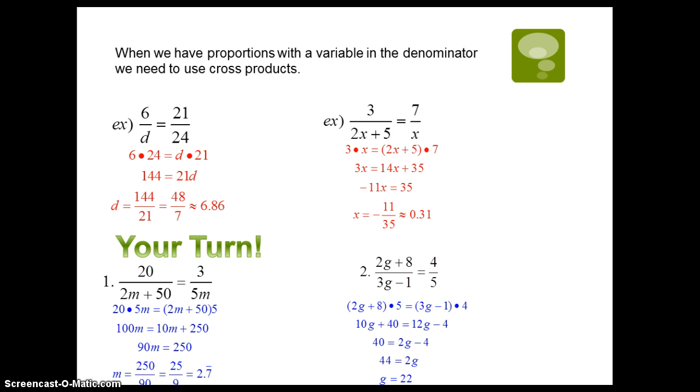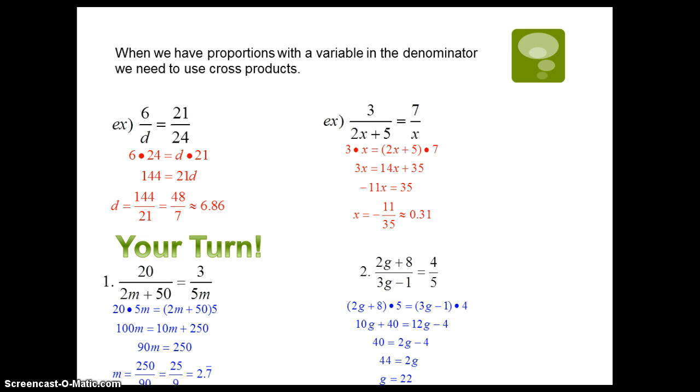Again, using cross products on number 1, we get 20 times 5m, and then the quantity of 2m plus 50 times 5. 20 times 5m is 100m, and then we use the distributive property. 2 times 5 is 10m, and 5 times 50 is 250. Notice I solved and simplified and got m is approximately 250 over 90, or 25 over 9, which is equal to 2.7 repeated, or 2 and 7/10 repeated. Number 2, again, cross products, and we're solving for g.